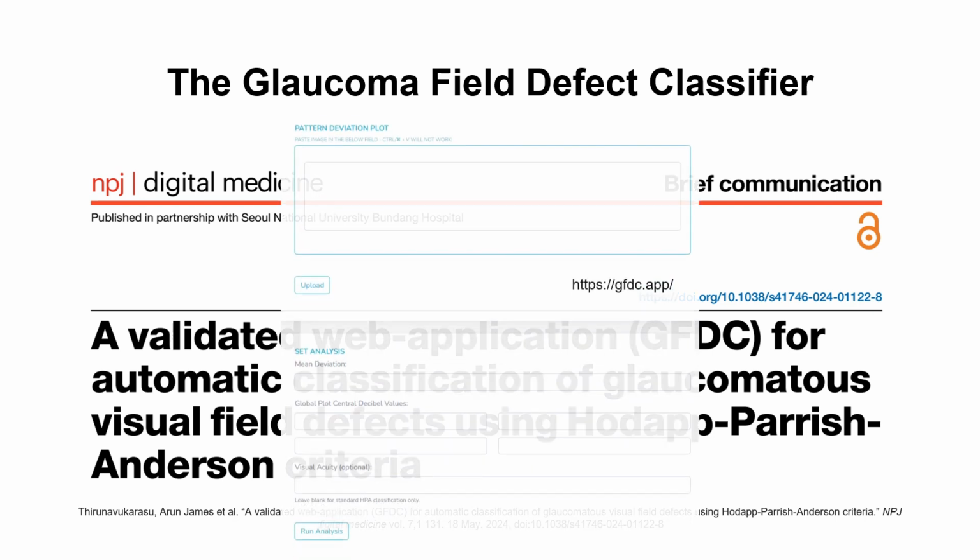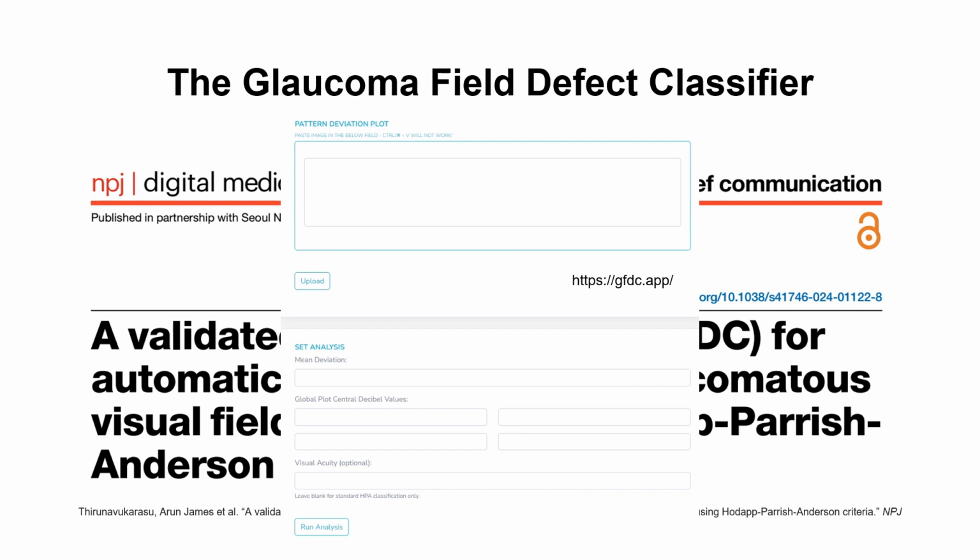And you will see here the website. You will upload the pattern deviation plot. This is the link of the website. Then you will write the mean deviation, the global plot central decibel values, and the visual acuity option, and run the analysis, and it will tell you that this patient most probably has glaucoma.